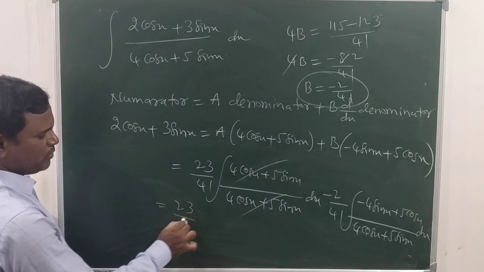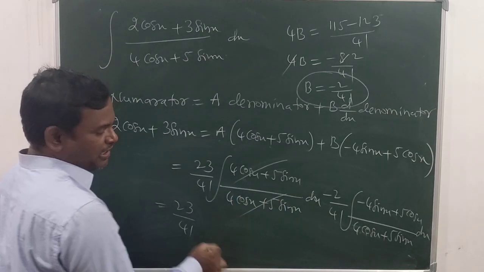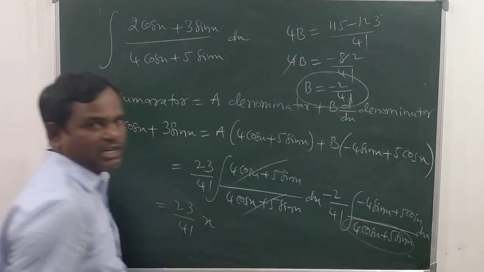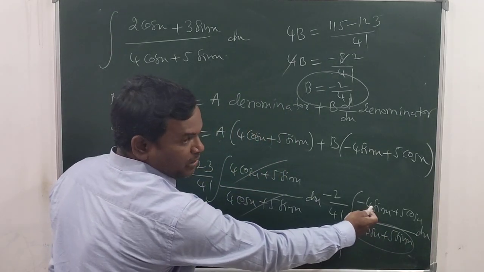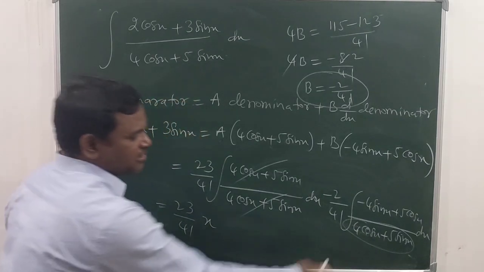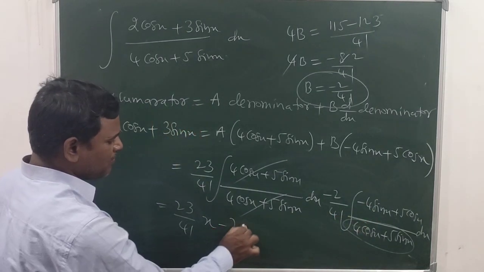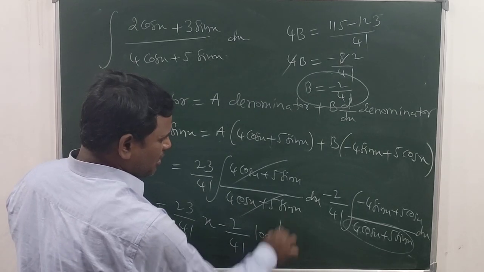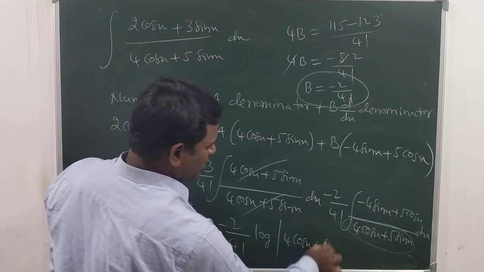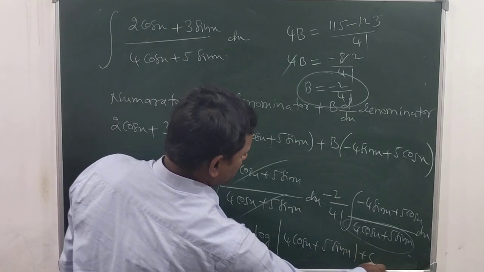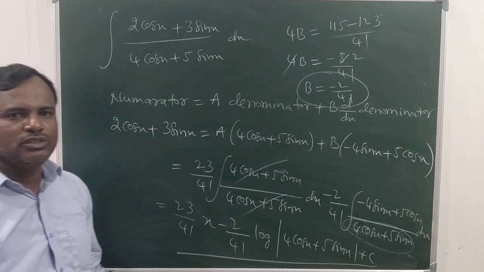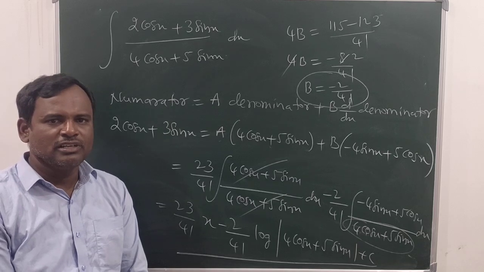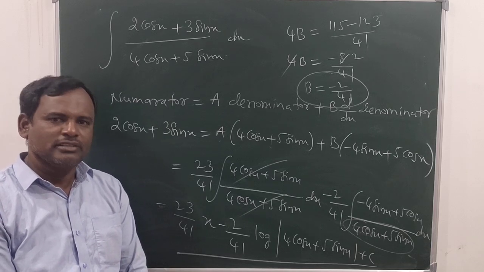What is left? 23 by 41 integral of 1 dx is equal to x. So the derivative of denominator is given in the numerator. See, cos x derivative is minus sin x, sin x derivative is cos x. Hence the derivative of denominator is available in the numerator. Hence whose integral will be minus 2 by 41 log mod 4 cos x plus 5 sin x plus c. So this is your required result for the given integral. Okay students, I hope you have understood this class. Thank you one and all.